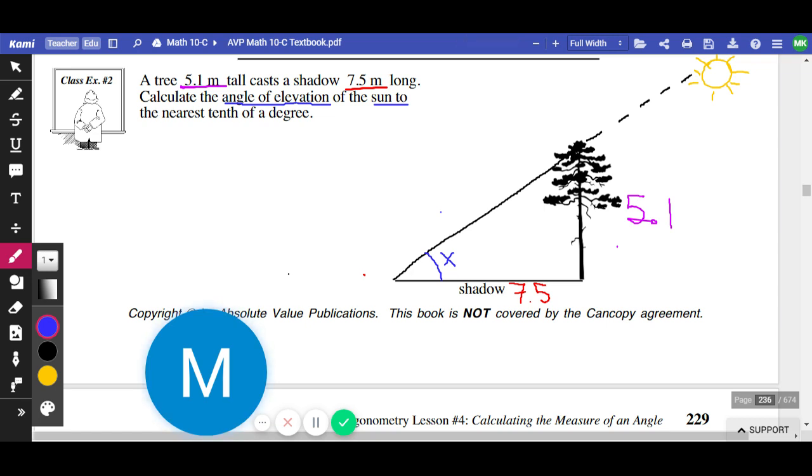In this case, we're missing an angle. When we're missing an angle, I check to see what I know. I know two side lengths. When I know two side lengths, I'm going to do SOHCAHTOA. So I'm going to label them opposite, adjacent, hypotenuse. Once I've labeled my beautiful triangle, I write out SOHCAHTOA, and I use it as a checklist.